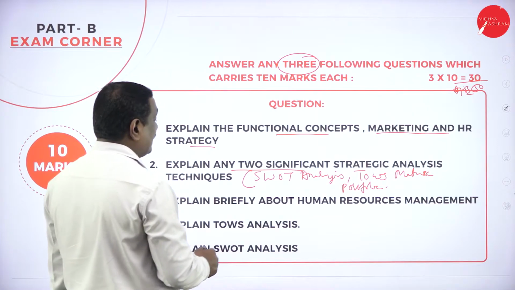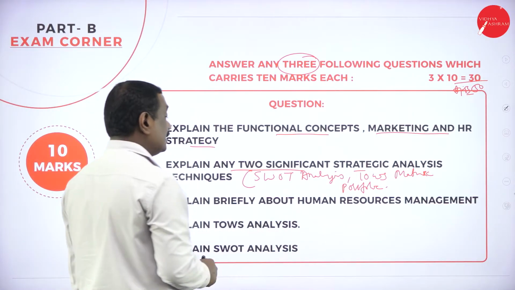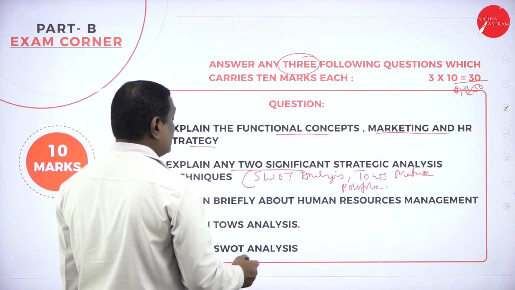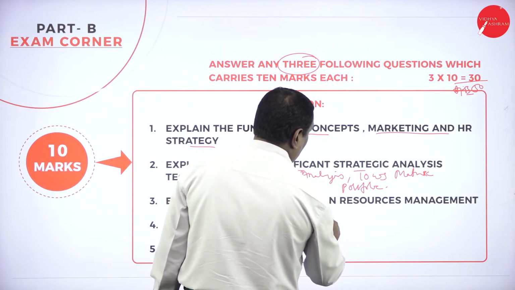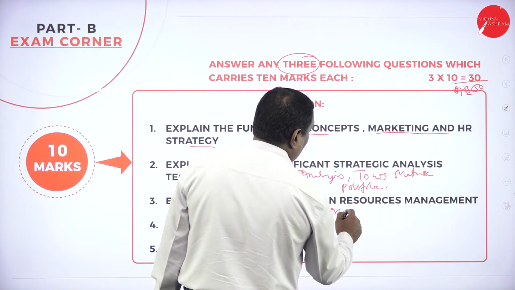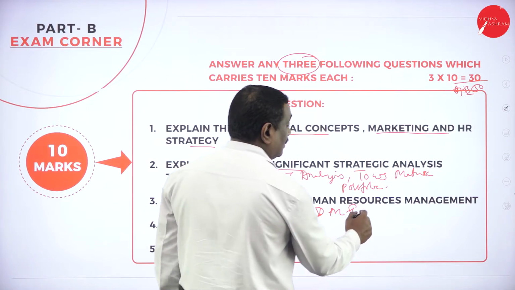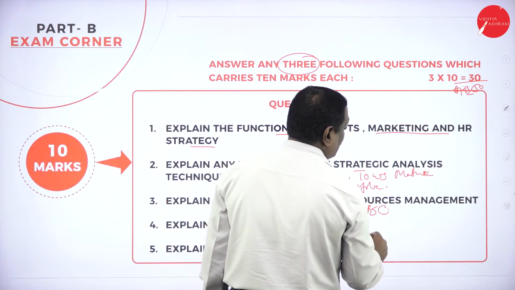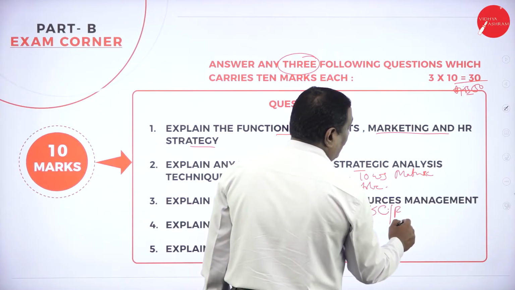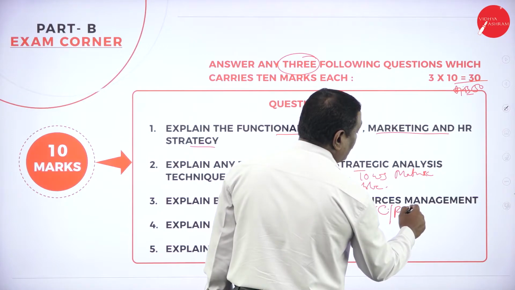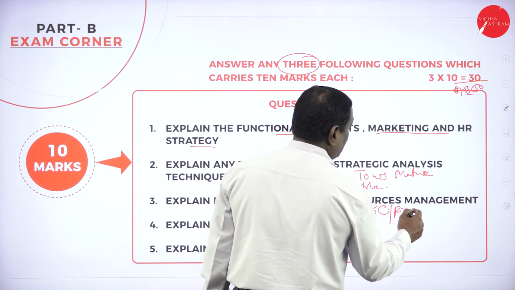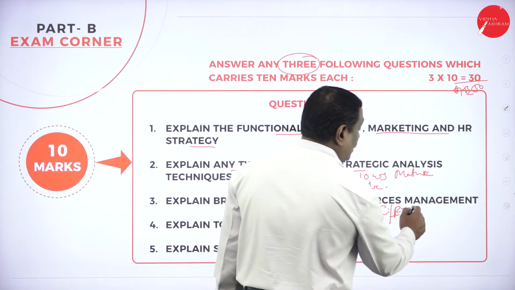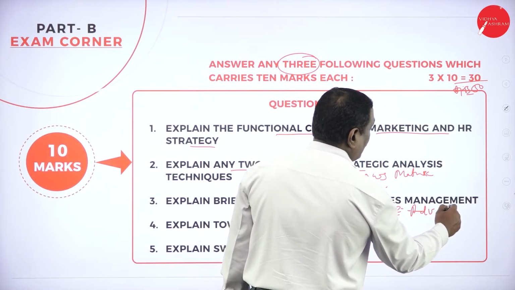Then explain briefly about human resource management. So you need to explain in detail about the HRM. So here you need to answer first: you have to give the meaning, definition, then importance, then the elements, or characteristics, or characteristic features we say, along with that we have to write. It is for 10 marks. So some 5 points you can write as the characteristic features, as well as some advantages and disadvantages.